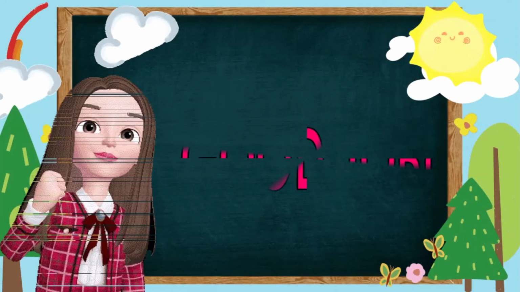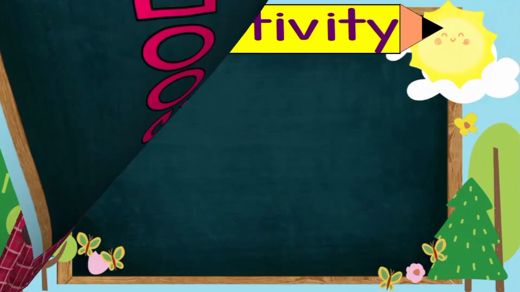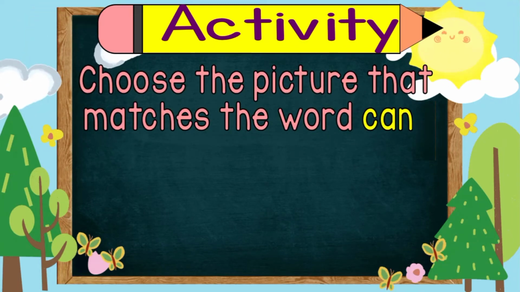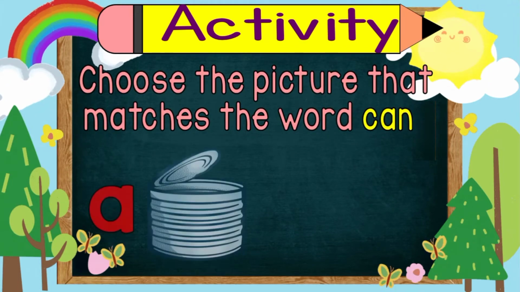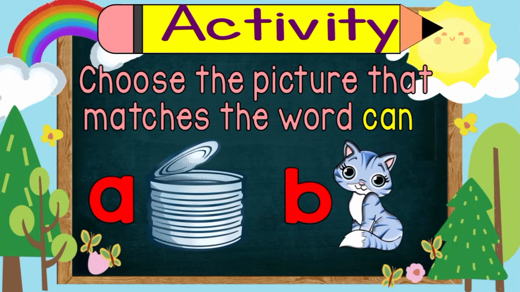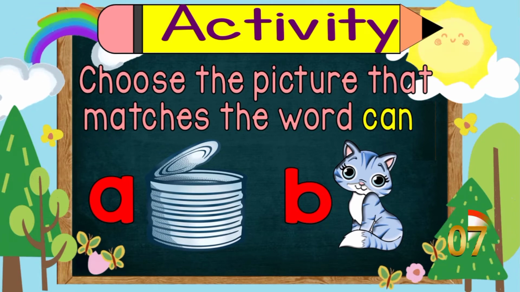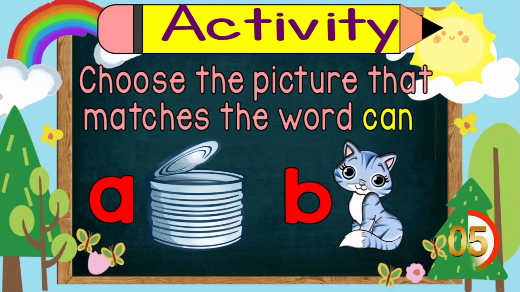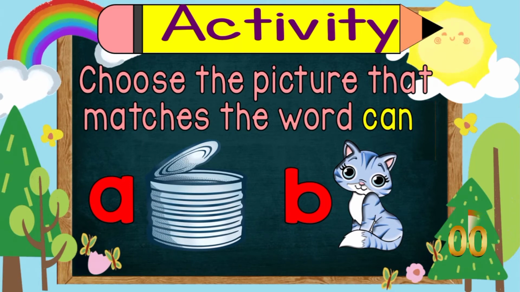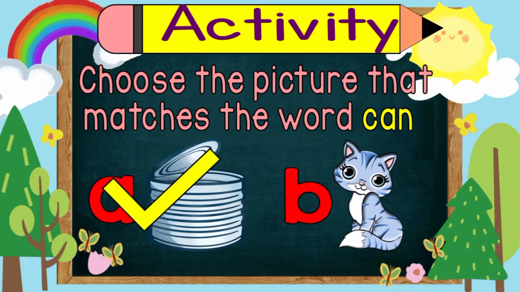Good job, kids! Now, for our activity, choose the picture that matches the word can. Is it letter A or letter B? What is your answer? Your answer is letter A. Very good.